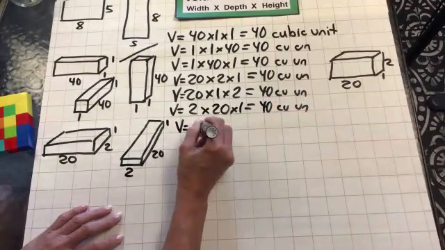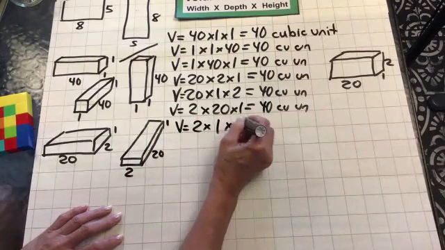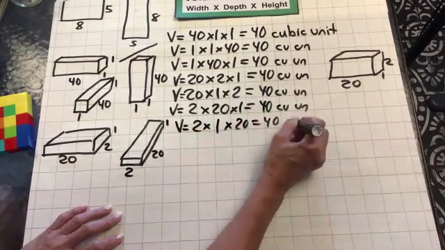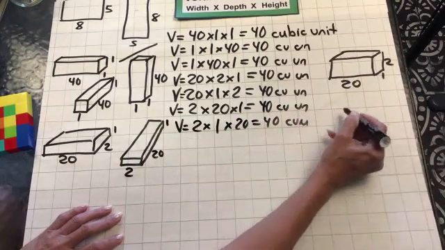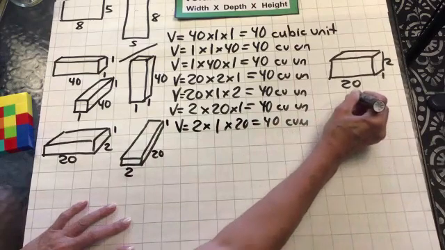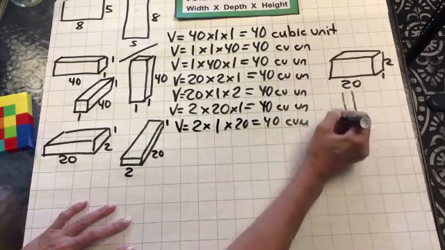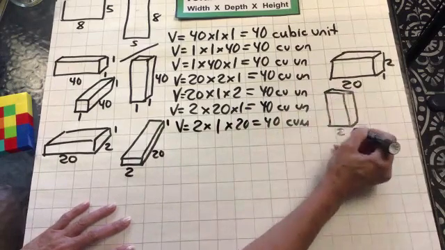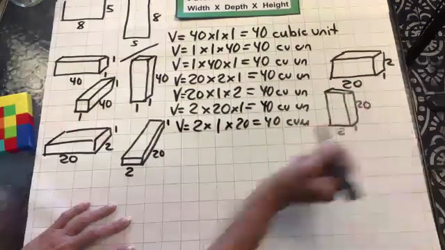And then we're going to change that up 2 times 1 times 20. So we're going to flip-flop the last two numbers. And so that would look like this, 2 by 1 back by 20 tall. So we're just drawing a representation. It doesn't have to be perfect. 2 by 1 by 20.